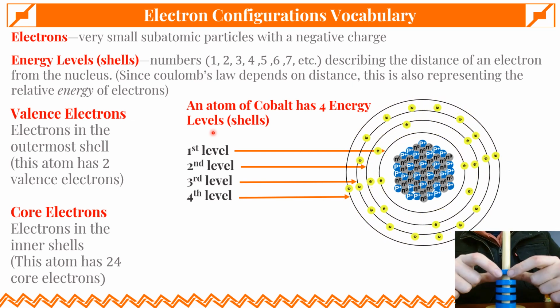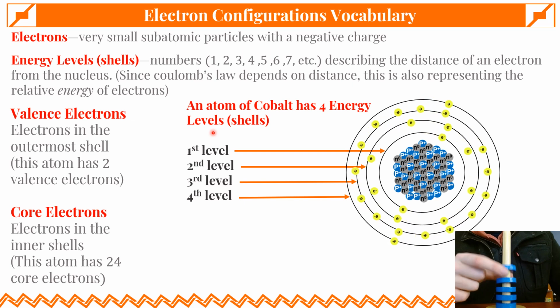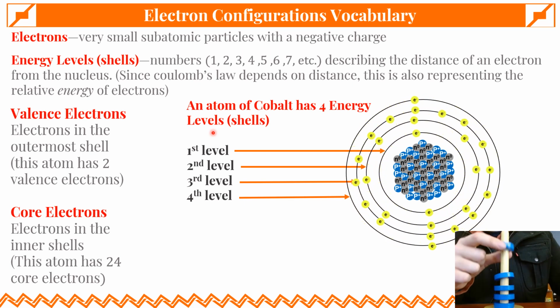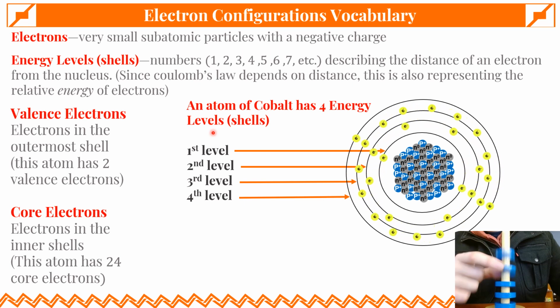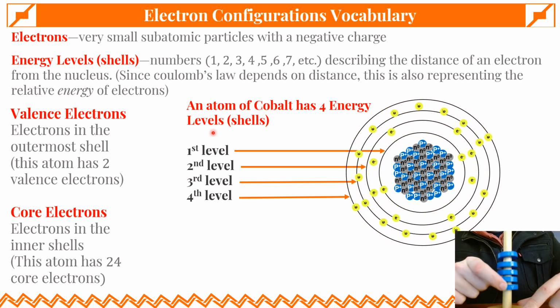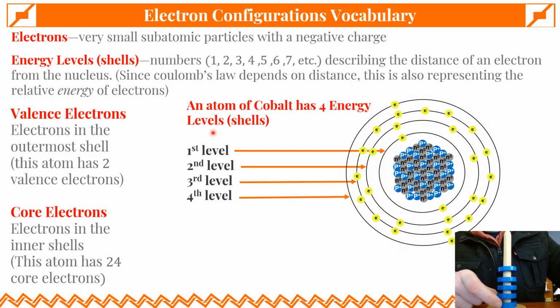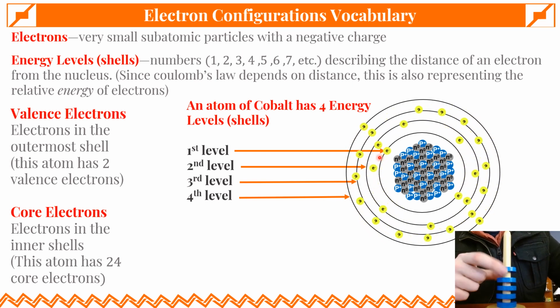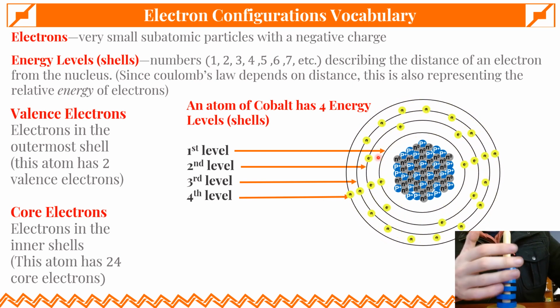Since Coulomb's law depends on distance, this also represents the energy of the electrons. If I want to pull this top magnet off, it's super easy. It's not super heavy. This next magnet, I have to pull a little bit more, and a little bit more, and then this bottom one is actually kind of challenging to pull up. I can still do it, but it takes a lot more energy to remove electrons from this innermost energy level than it does from this outermost energy level. You can feel the difference here, and you're welcome to use this in class.